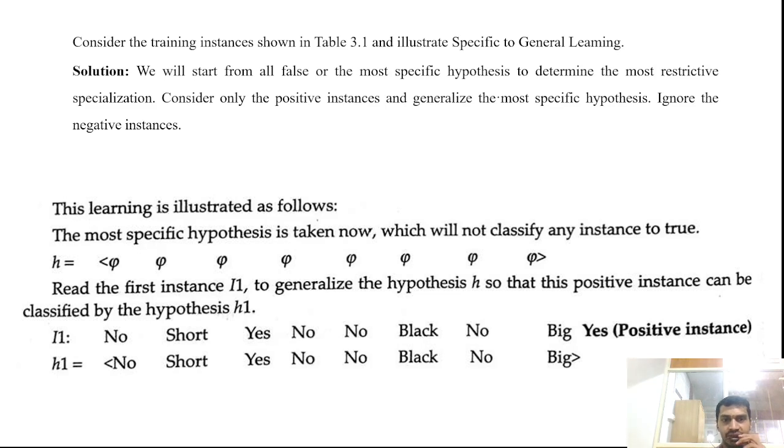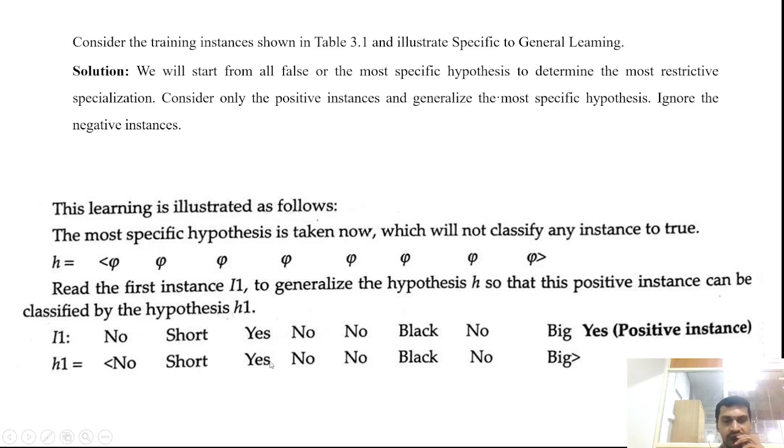As I told, we initialize with the most specific hypothesis. The representation is phi. So H is defined with phi because we have 8 attributes in our elephant problem. So I have initialized it with 8 phi values. That is the specific hypothesis.